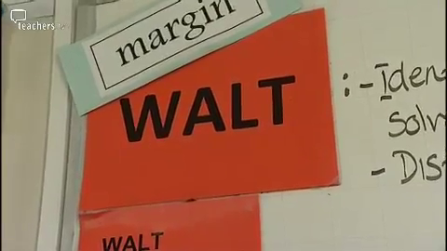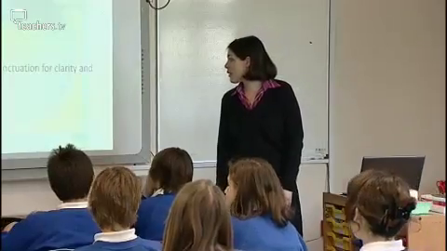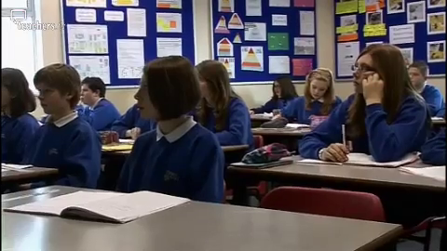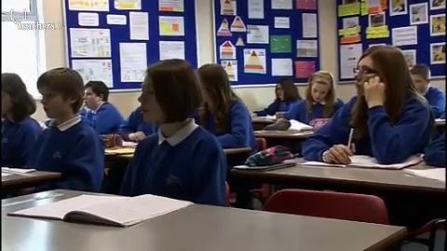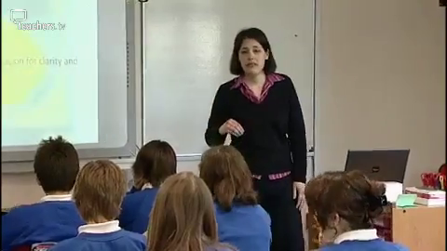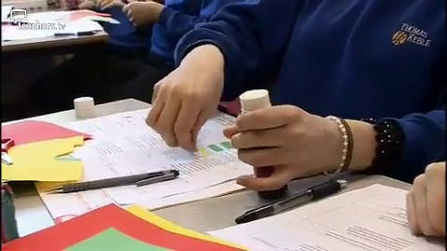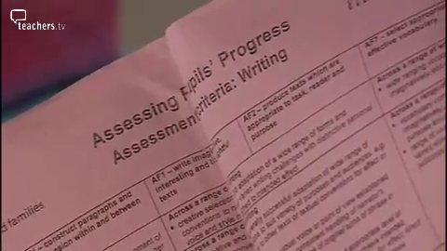So, the WALT, we are learning to vary sentences and punctuation for clarity and effect. The first very important thing that we have to do is think, well, why are we doing this lesson? In Year 8 English, the students are self-assessing their homework using the APP grid to determine the level at which they're working.